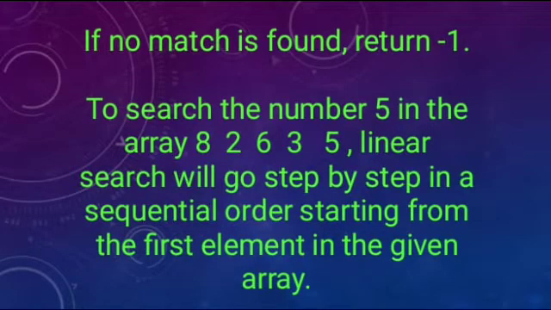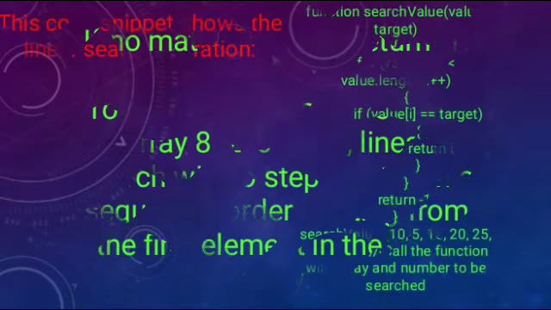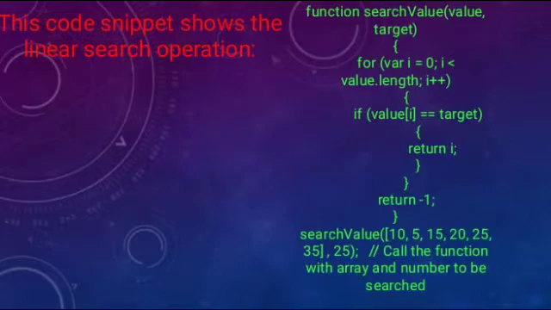To search the number 5 in the array 8, 2, 6, 3, 5, linear search will go step by step in a sequential order starting from the first element in the given array. The element 5 is compared with the 0th index element, that is 8, where 5 is not matched with the 8, so it checks with the next element, which is 2. 5 is not matched with the 2 also, so then it goes for the next index, and so on till the element position is found. Linear search operation code is as shown.